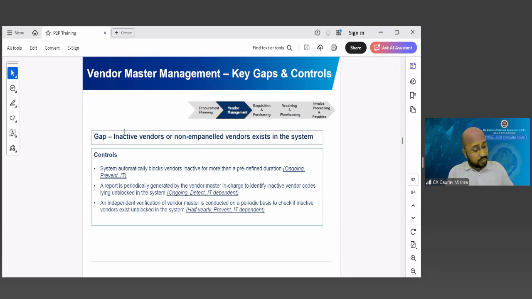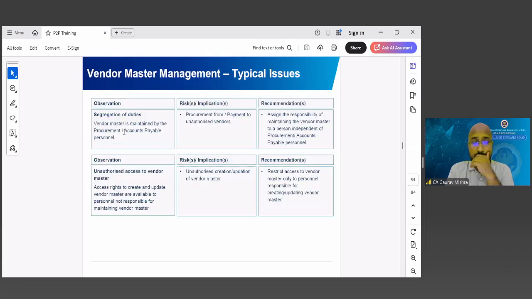Now coming to the part of blocked vendors. In case of a blocked vendor, what do we need to check? Whether the blocking and unblocking process which is in place is well defined or not. Incomplete, which we already discussed.